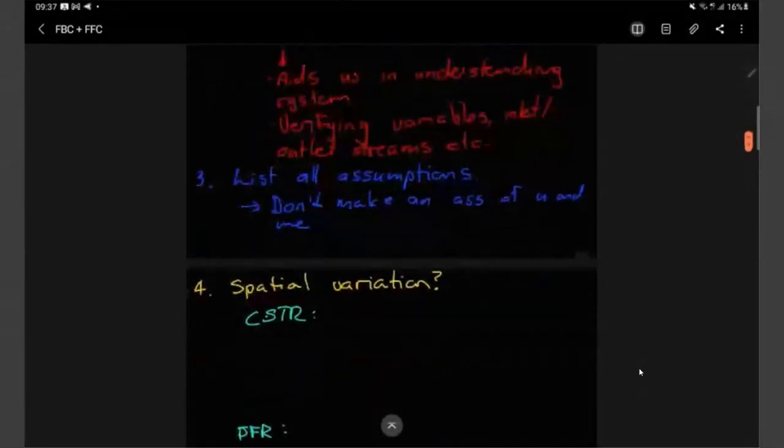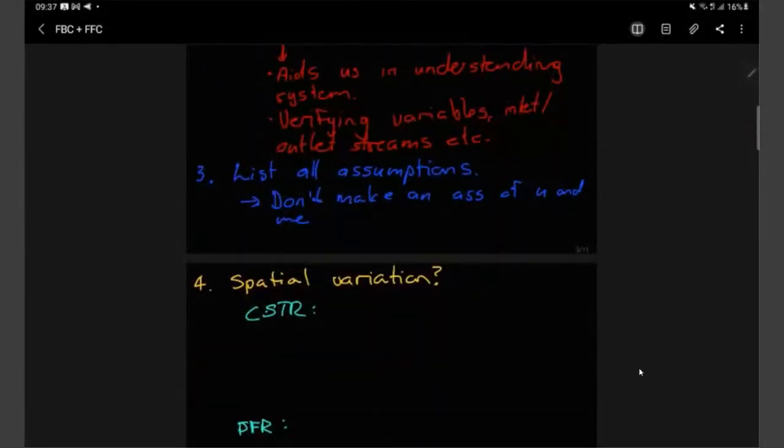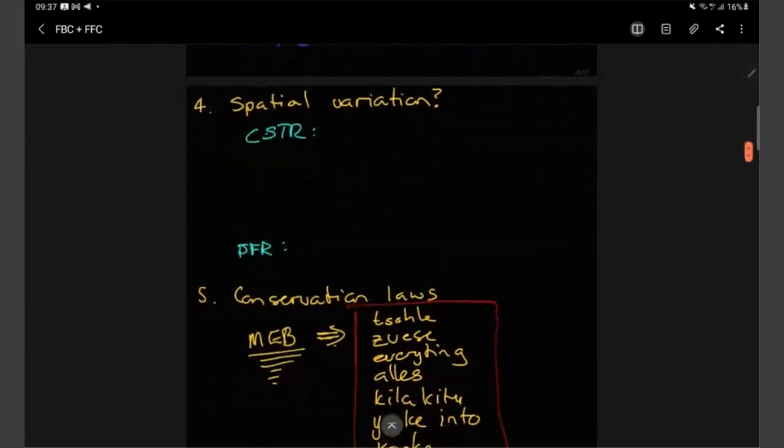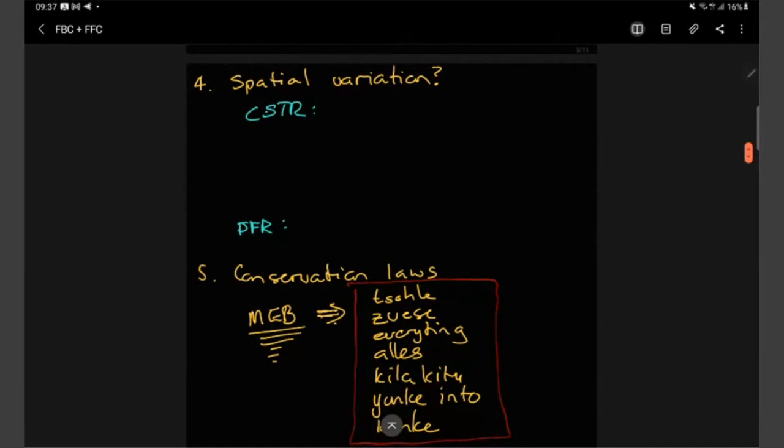All right, so third step, list all assumptions. Important what I say below that. Don't make an ass of you and me, as the saying goes. Assumptions are extremely important. Assumptions are your worst nightmare as well. So be careful. You need to understand what you want to do, and you need to understand what you need to do in order to make the correct assumptions. Then I think that's where we stopped yesterday, if I'm not mistaken.